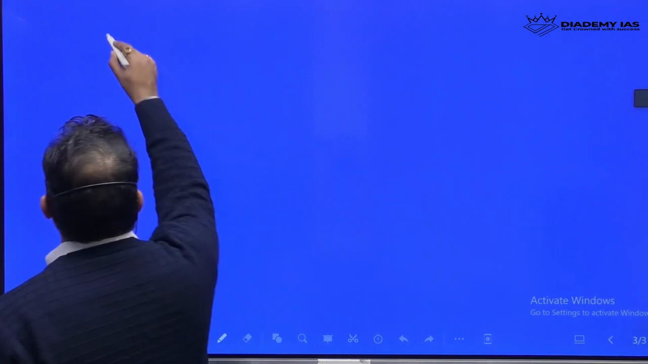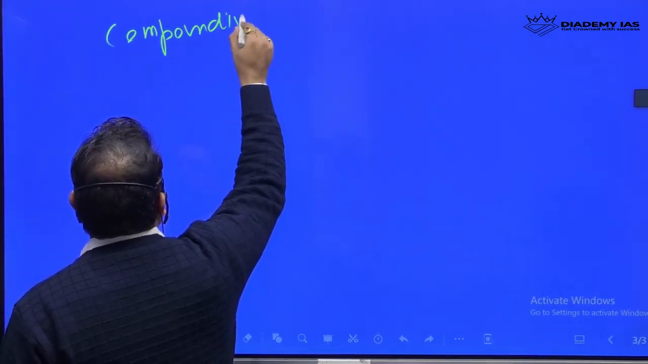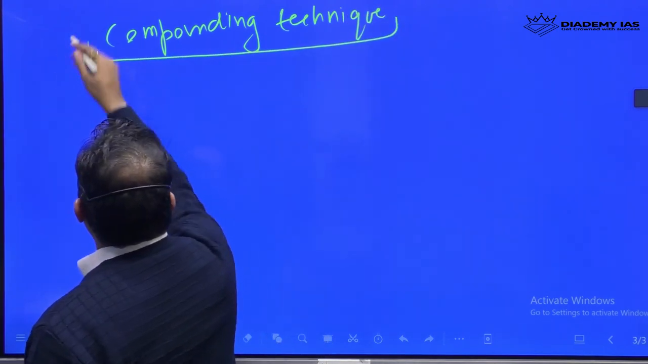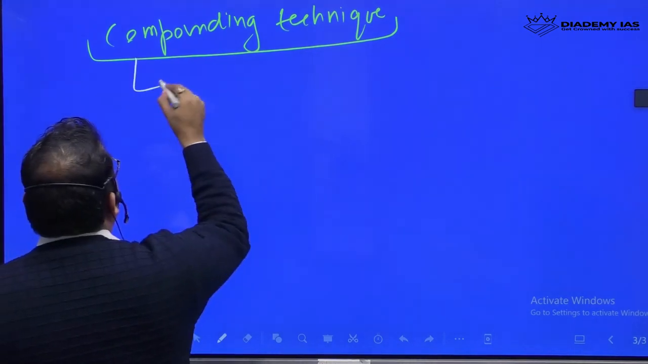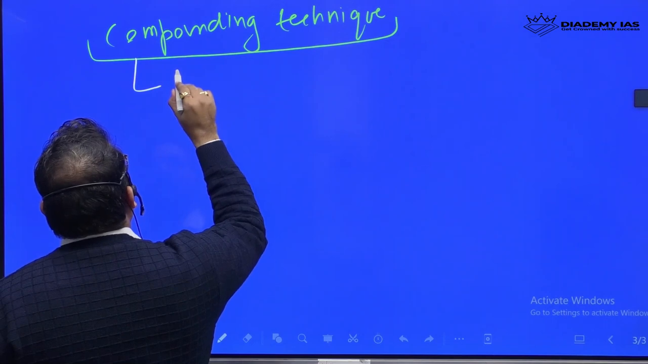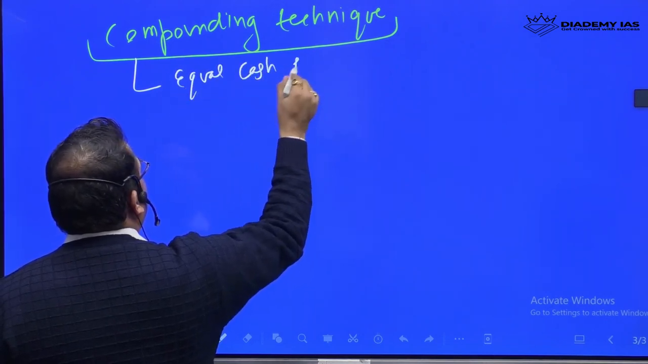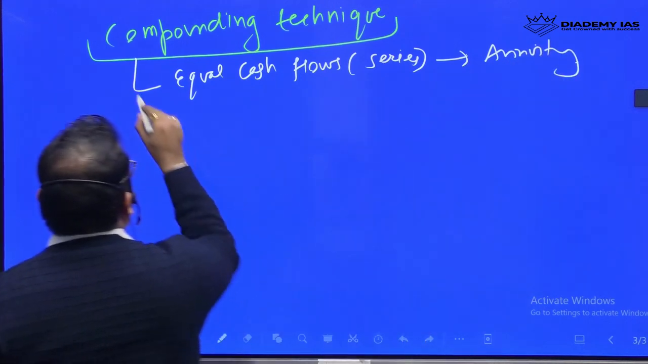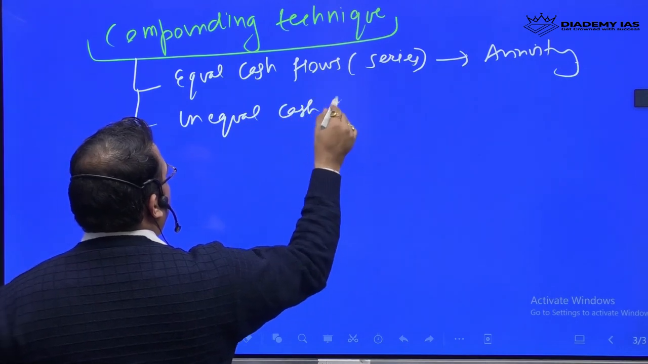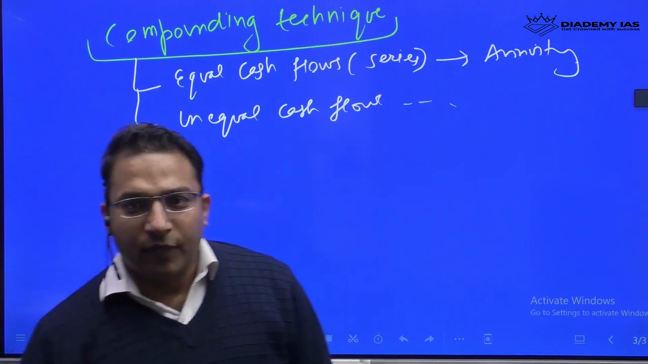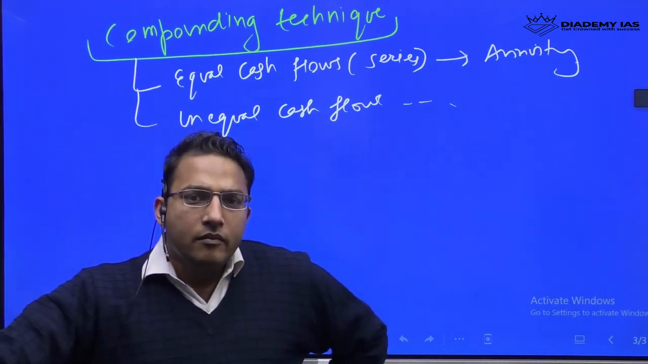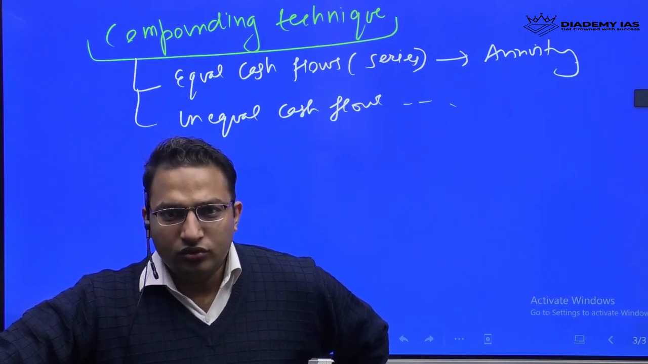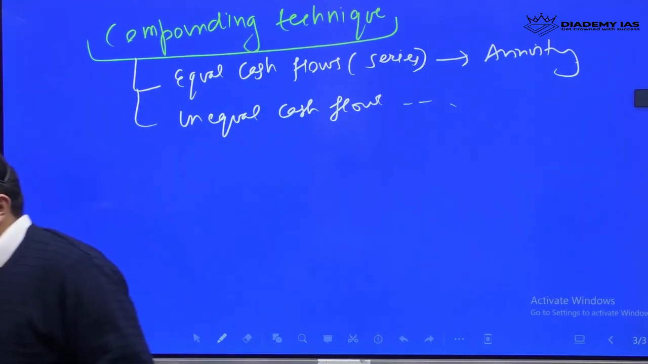Then we started the discussion on compounding techniques. In the compounding technique, we calculated the future value in multiple manners, like when there are equal cash flows, that is a series of cash flows, or annuity, right? Or there are unequal cash flows. We did not use the calculator on that day. Do you have the calculator today? Okay. So today we will be using the calculator also, as we discuss forward, right?